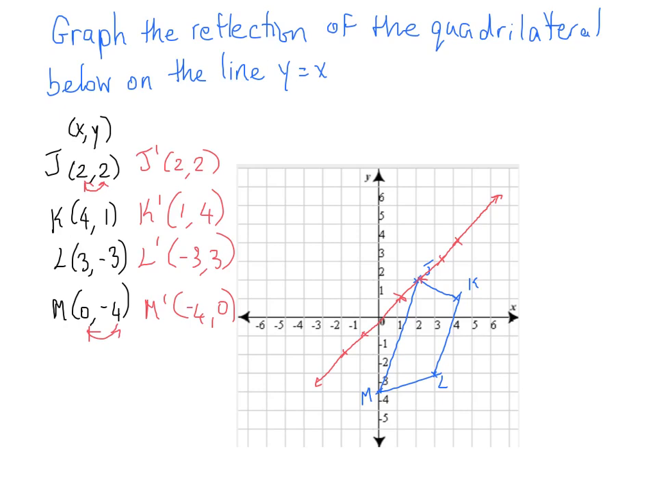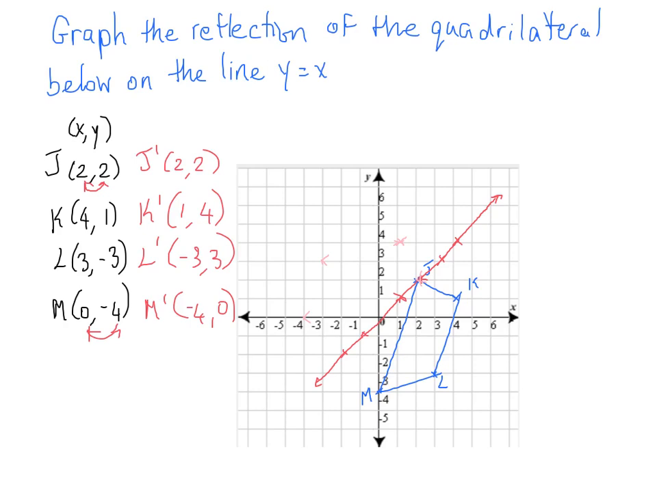Okay, so now we're ready to plot our new points. So 2, 2 is J prime as well as J, so it overlaps there. K prime is 1, 4, which is up here. And L prime is -3, 3. So -3, 3, which is right here. And M prime is -4, 0, down here.